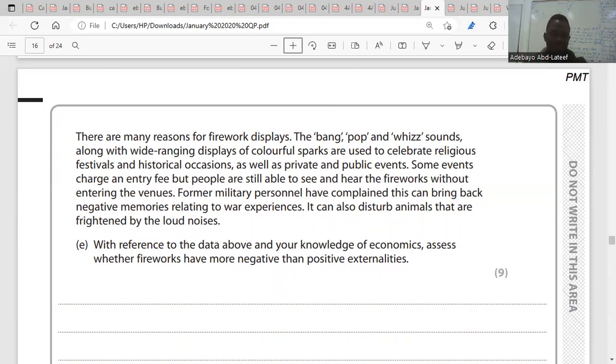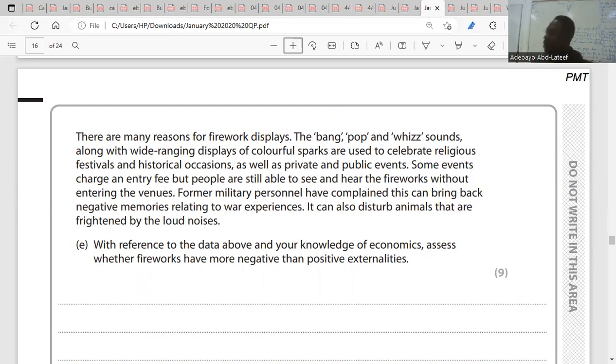Former military personnel have complained this can bring back negative memories related to war experiences. It can also disturb animals that are frightened by the loud noises. With reference to what he read, we should use our economic knowledge to assess whether fireworks have more negative than positive externalities.